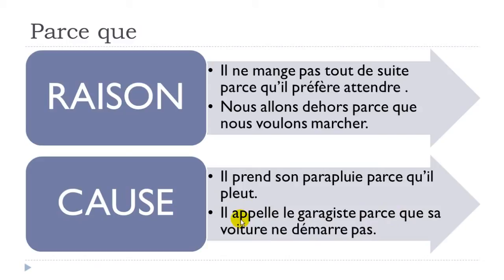Alright? So you can see the two main ways of using this parce que. The first one, the reason, in that case, it's something that refers to the person, okay? Actually, in that case, he doesn't eat because he prefers to wait, and then we go outside because we want, okay? And then the second possibility, when you're talking about la cause, in that case, it's not the result of what someone is doing, but it's raining in that case, and then the car doesn't start, it's not the result of the action of someone, okay? So that's the two main uses of parce que.